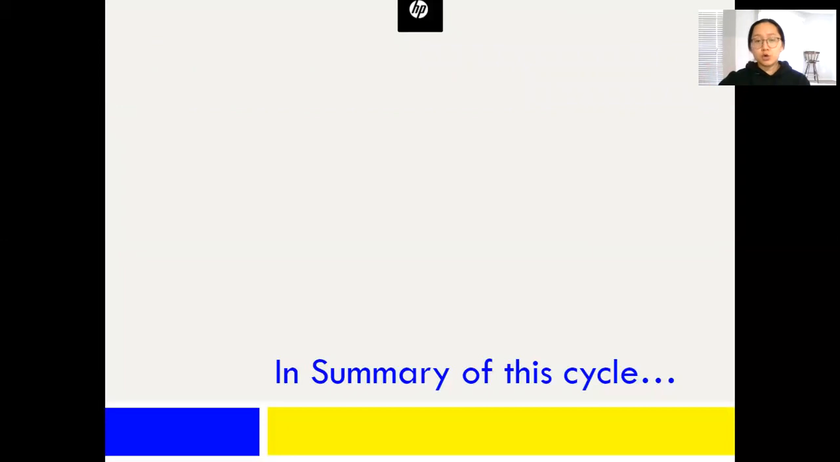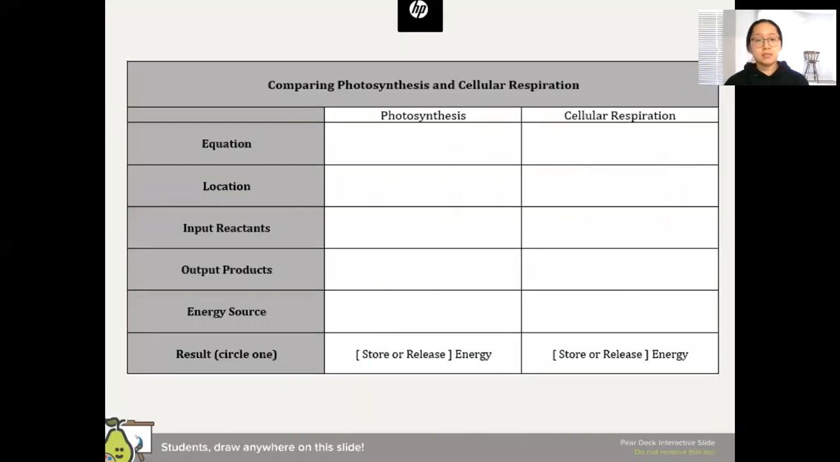In summary of this overall cycle of 2 processes, I'm going to ask that you also go through and fill this out now on your Pear Deck. So write out the equation for photosynthesis and cellular respiration so that you can see them side by side and compare what they're like, because you should see some similarities and some differences. Location, where are they happening? Which organelle is doing photosynthesis? Which organelle is doing cellular respiration?